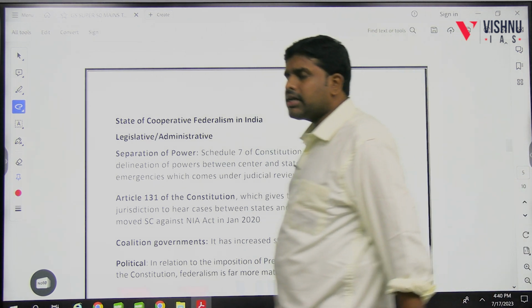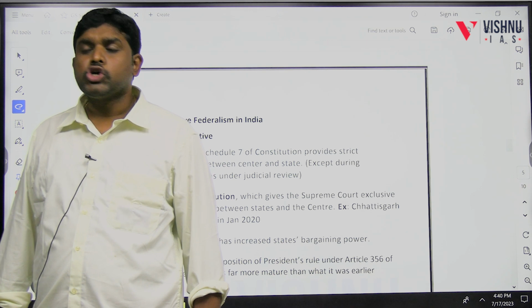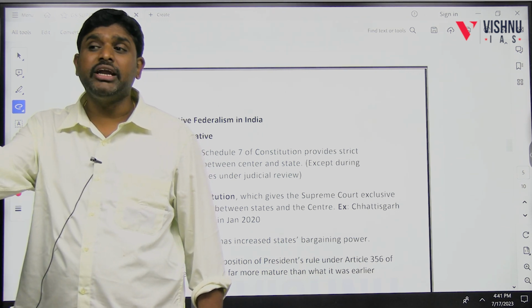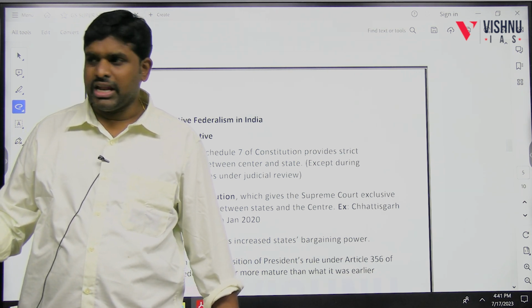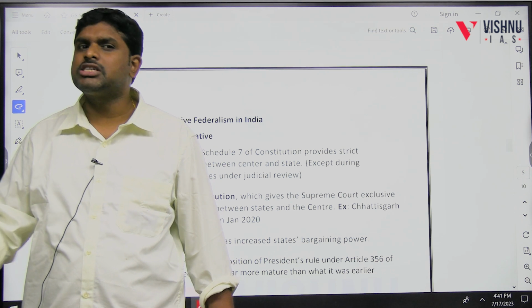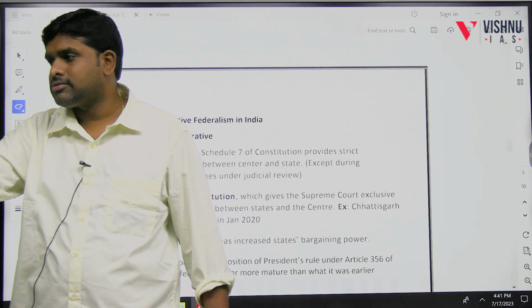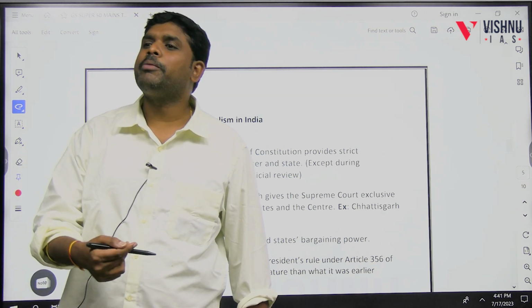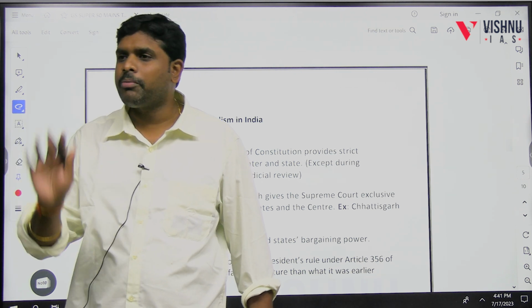Conclusion: the center and state both should act with utmost care. Confidence needs to be built between the center and the state, and the initiative should be taken by the central government. Why? Because the central government is the big brother. In every family, the big brother should take the initiative, not the small brother. So it's the responsibility of the central government to create confidence. Then we can reach the constitutional aspiration called cooperative federalism.